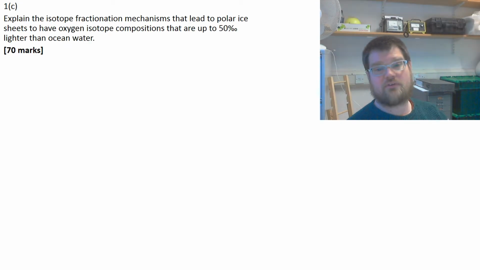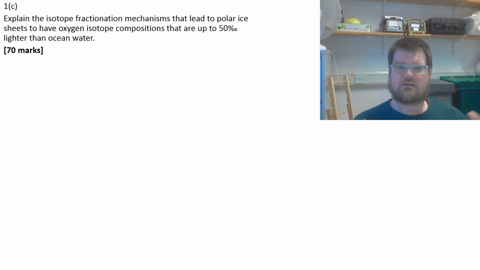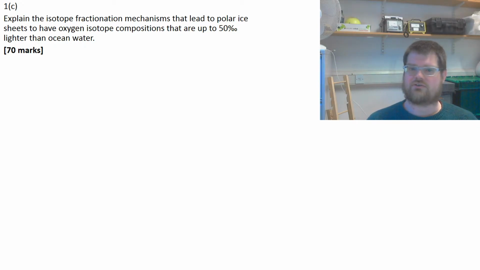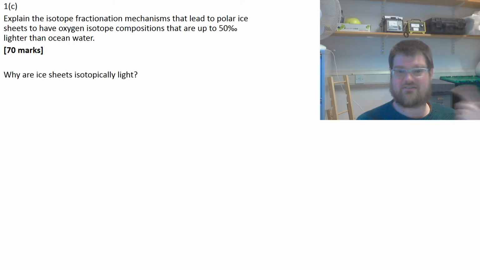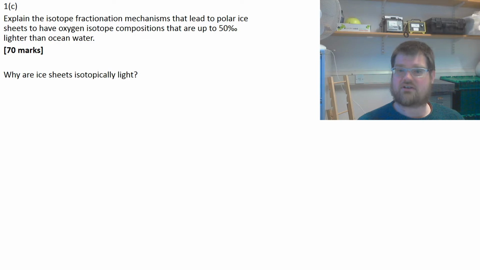Okay, so now we're going to move on to the last part of this question. Explain the isotope fractionation mechanisms that lead to polar ice sheets having oxygen isotope compositions that are up to 50 parts per thousand, or per mil, lighter than ocean water. Okay, so there are a number of things in this question. First of all, again, rewriting it, see if we can think of expressing it in our own words to identify different parts of the question. Why are ice sheets isotopically light?